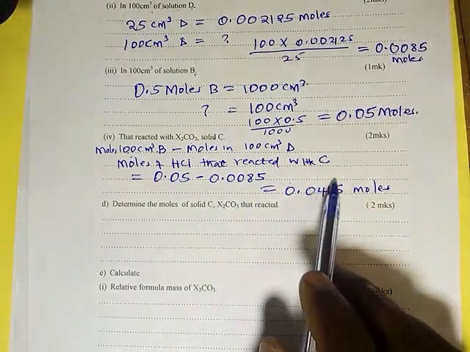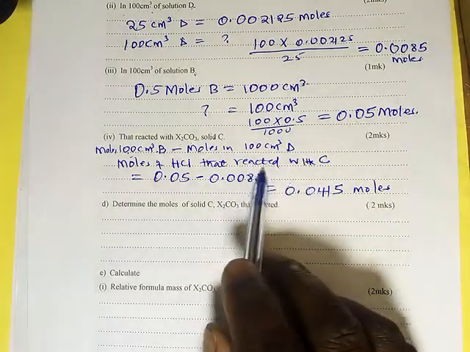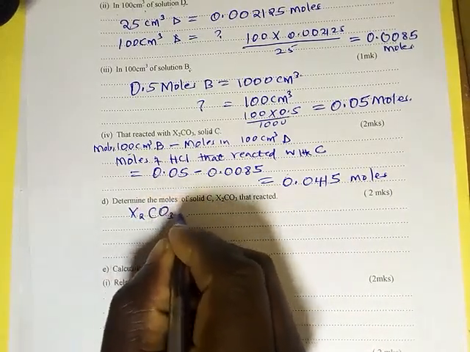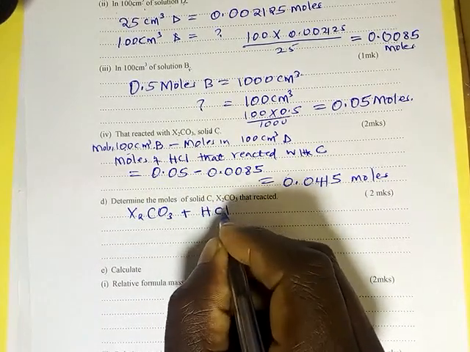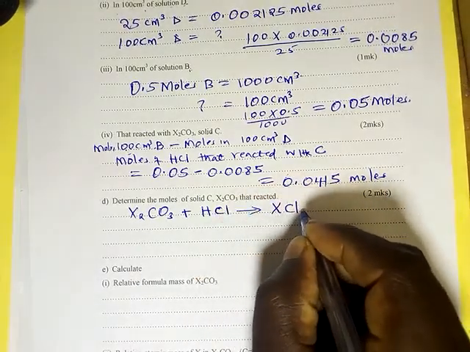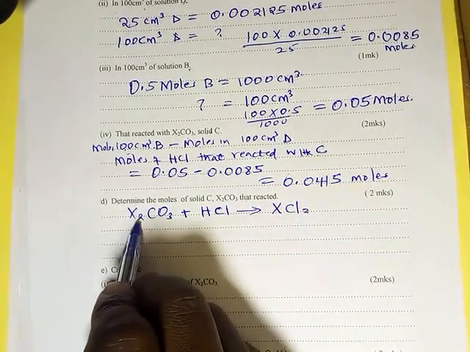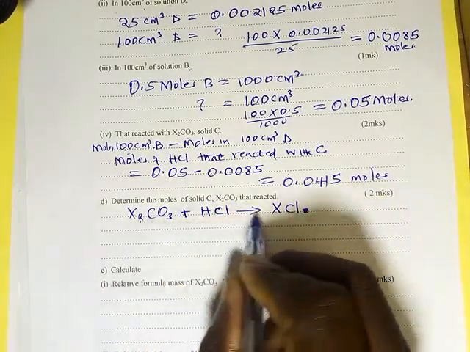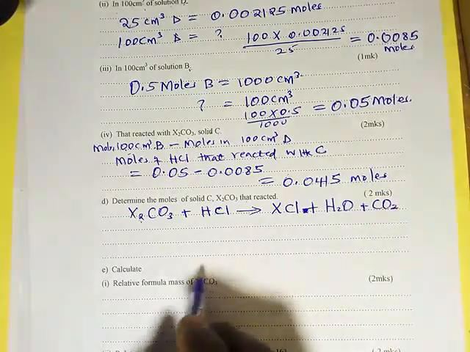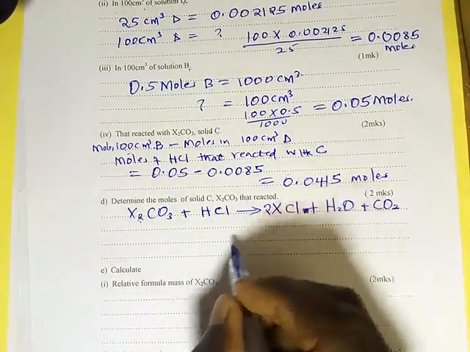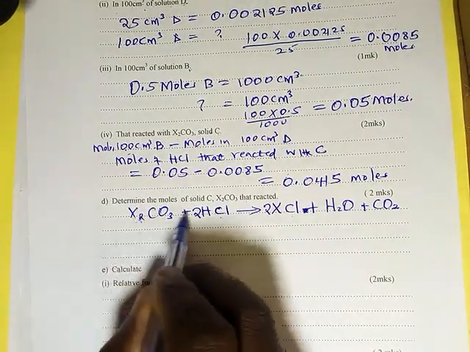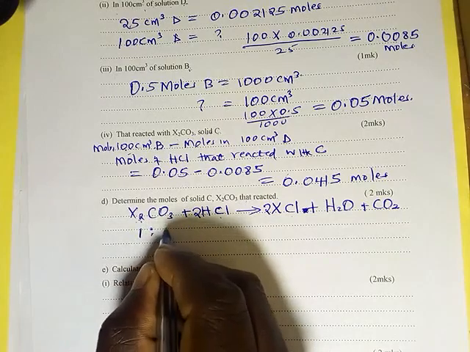But now we can get the number of moles of the carbonate from the relationship between the carbonate and HCl. Now we can write X2 carbonate reacts with HCl solution B to give us X chloride. Not the X, it means it has a valency of 1, therefore you cannot put anything here. So plus water plus CO2. But this X is twice here, so we put 2 here. And then the chloride here is twice, then we put 2 here. So it means that the ratio between the carbonate and HCl is 1 to 2.